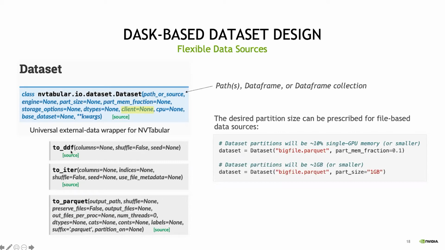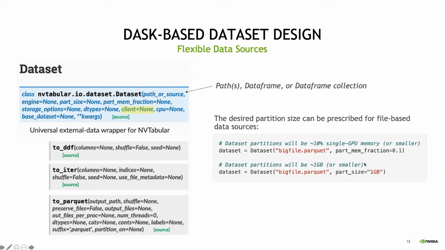So there's toDDF, which means it can on demand generate a Dask data frame collection with a specified column selection. It has toIter, which is used by the data loader API, which is really just first calling toDDF and then iterating over the partitions of a data frame to feed it into a machine learning model or a deep learning model. And then toParquet, or the output API, so that you can write your data set to disk.